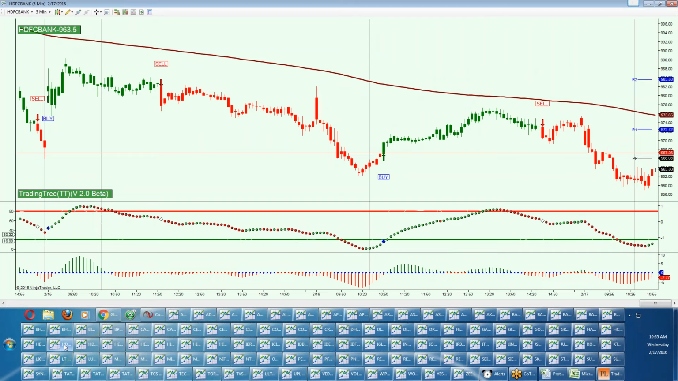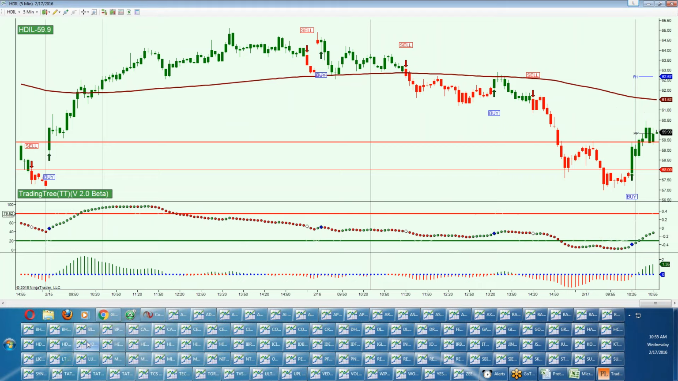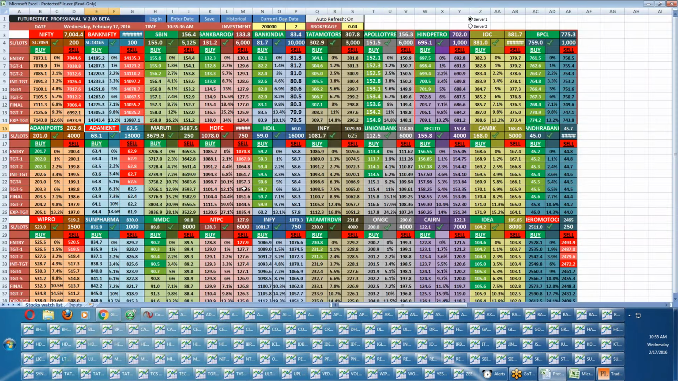Can stay long in HDIL. You can just see the trend here. Though it has done its targets 59.50, sorry 59.90, you can still hold on to it. So that's roughly 1 rupee in HDIL. So that's around 6,000 rupees profit in futures.